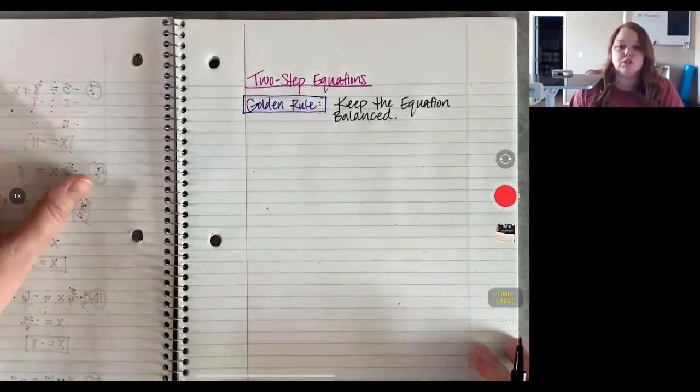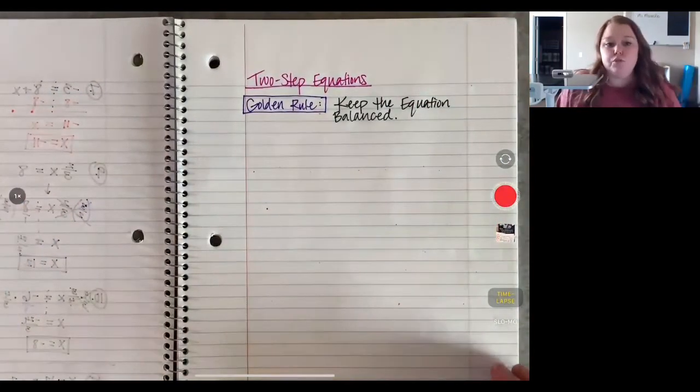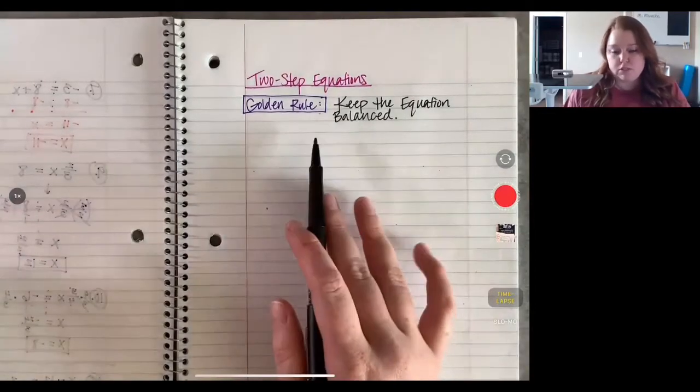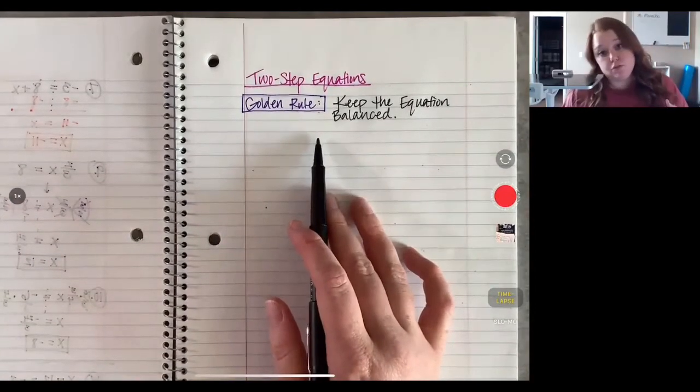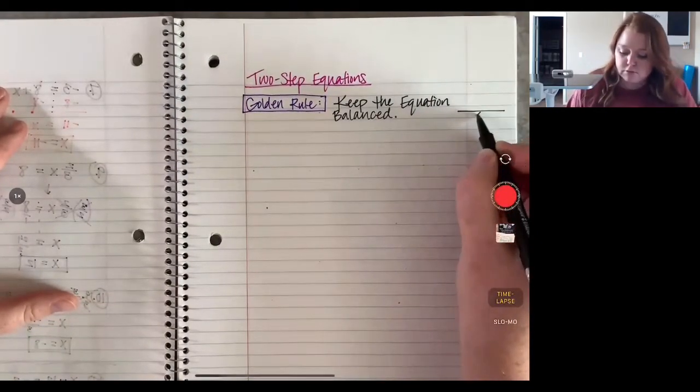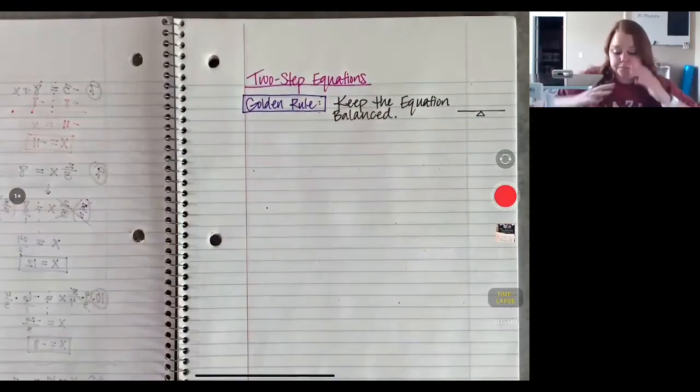Keep the equation balanced. If you need further clarification, you could go back and watch the other video, but really what this means is whatever you do to one side, you have to do the other. So if you want, you can just draw a little balance, a little teeter-totter, right?